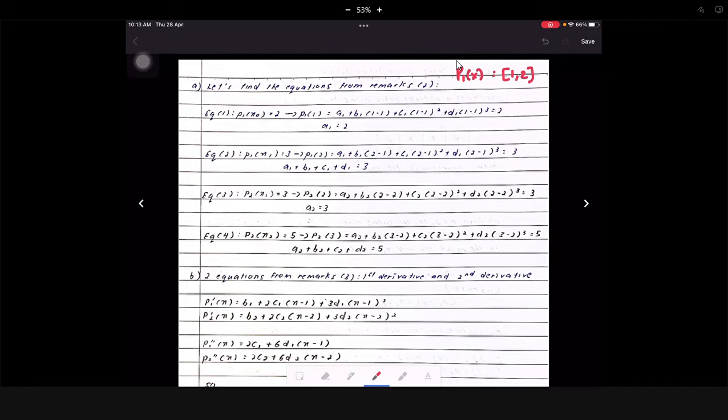So dua equation daripada sini iaitu pada P1 is equal to 2, which is P11, okay, is equal to 2 is the value of y pada x is equal to 1. Yang ni satu. Equation yang kedua pada P12 lah. Okay, P12 is equal to 3.